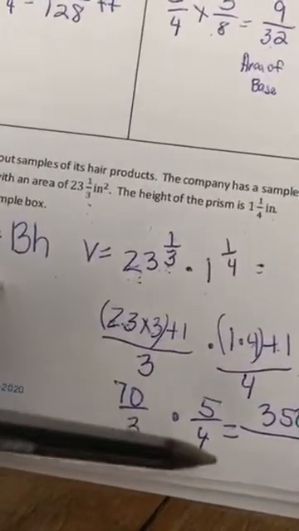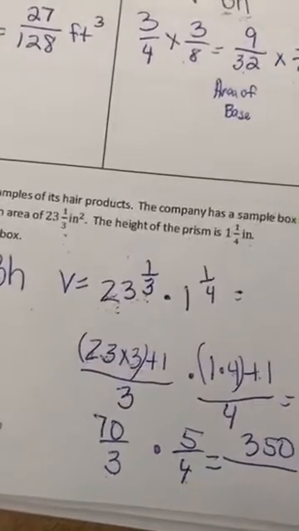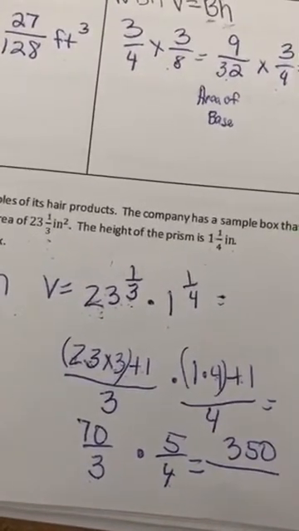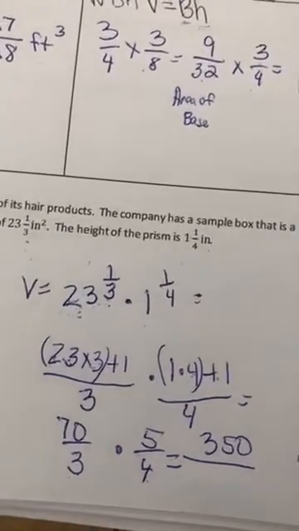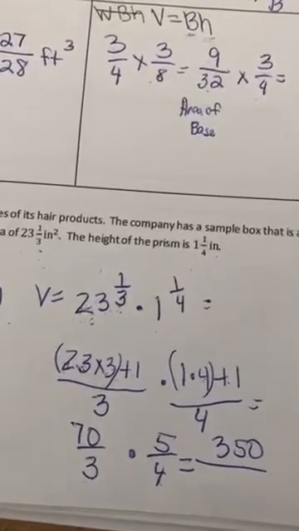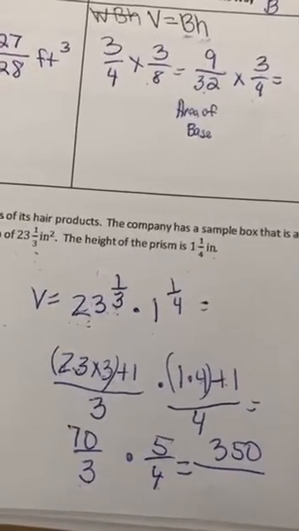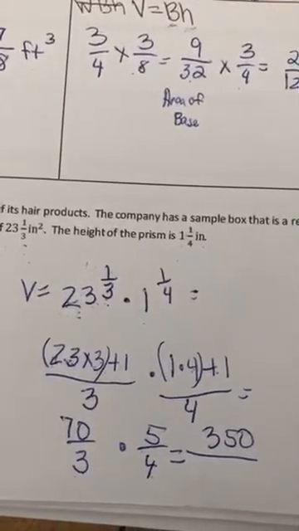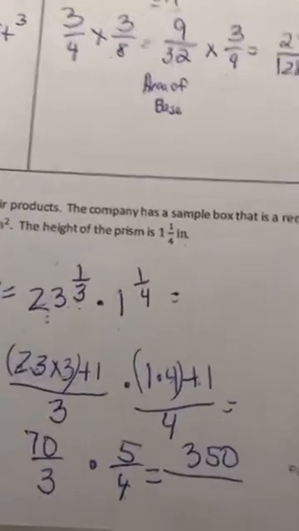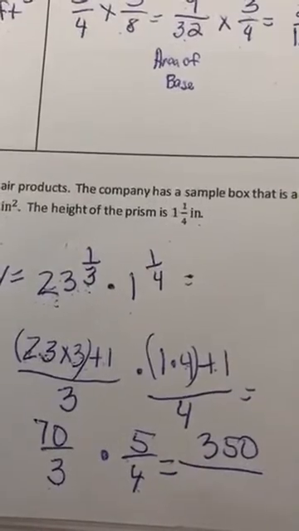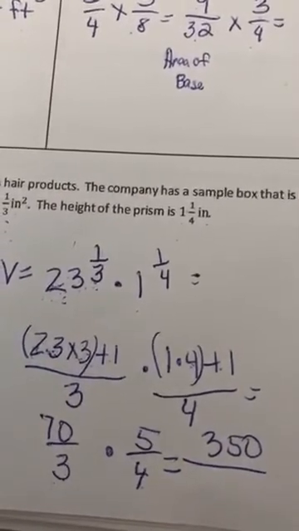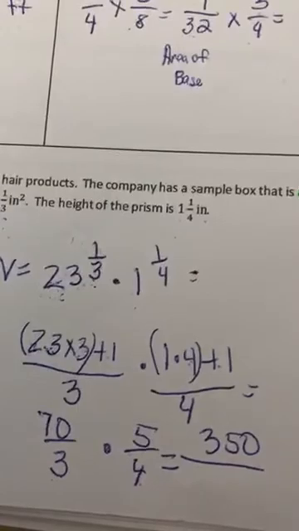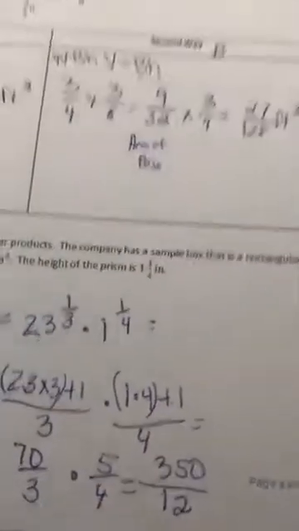Next one, we need to multiply 3 times 4, and what do we get? Yay! 12! Look at you going for all the points today.